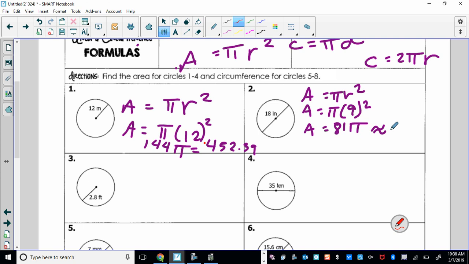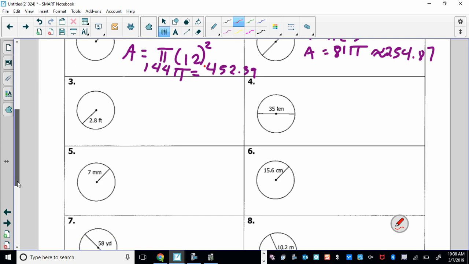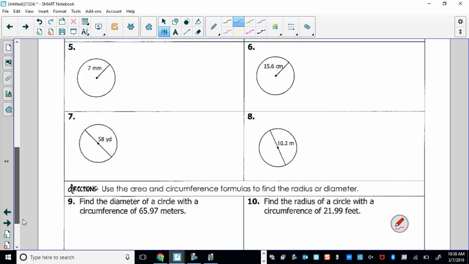254.87. Okay, that's what we have to do. So I'm going to let you do 3 and 4. If you get a chance, you can do it at school or you can do it at home, whichever one.